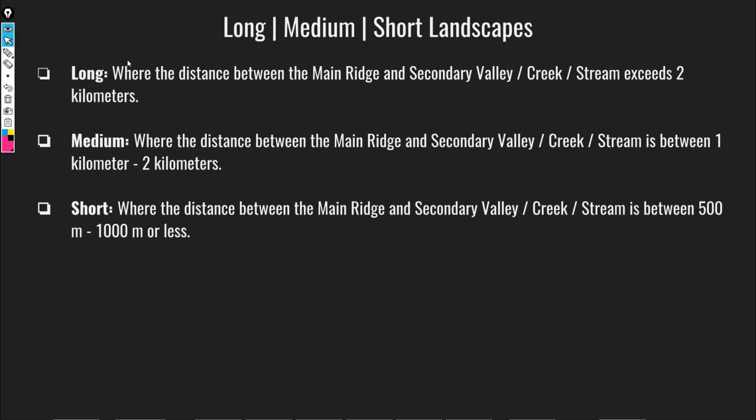Now, another thing is that Keyline, Yeomans defined landscapes by distance in a way. So he divided into three types of landscapes. The first one is a long landscape where the distance between a main ridge and a secondary valley, creek, or a stream exceeds 2 kilometers. A medium landscape where the distance is between 1 and 2 kilometers, and a short landscape where the distance is between 500 meters and 1 kilometer.